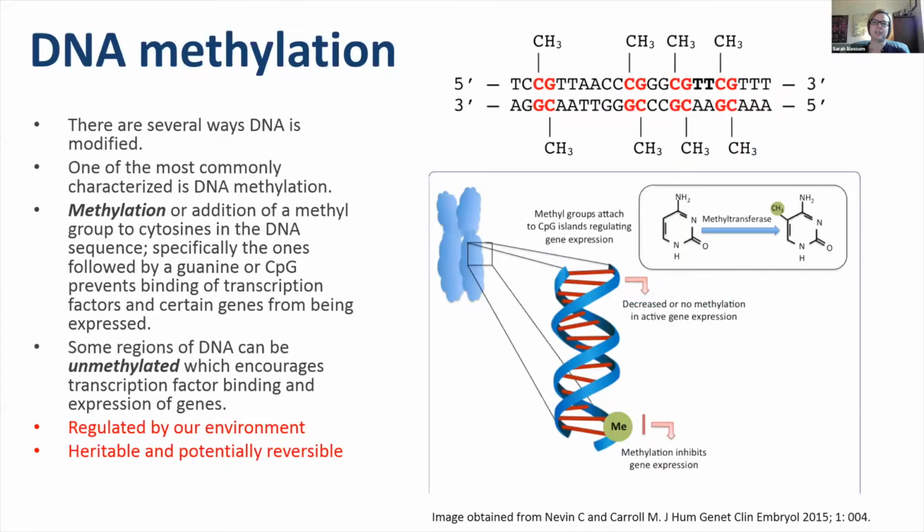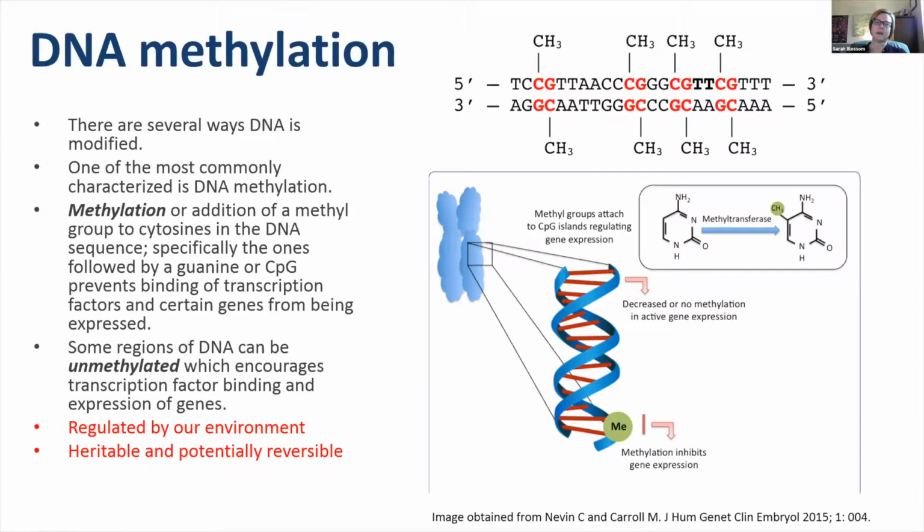So the science of epigenetics is quite complex, and there are many ways that a cell can alter DNA. One of the most commonly characterized DNA modifications is the addition of methyl groups to a part of the DNA molecule. These methyl groups bind to cytosine bases in the DNA, specifically the ones that are followed by guanine, so they're often referred to as CpG sites. When a methyl group is added to a cytosine by cellular enzymes called DNA methyltransferases, this prevents transcription factors from binding and genes from being expressed.